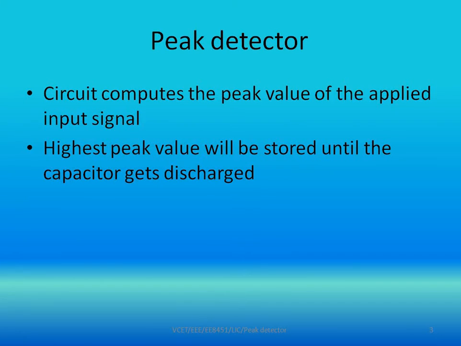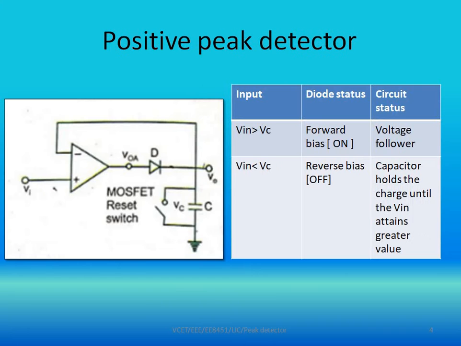You will have more than one peak in a signal. Assume that you are having more than one peak in the applied input. Each and every time this peak detector tries to detect, it will store the highest value. When another highest value comes along with the input, the previous highest value will be erased and the new highest value will be stored inside the capacitor. So this is how the circuit will work.